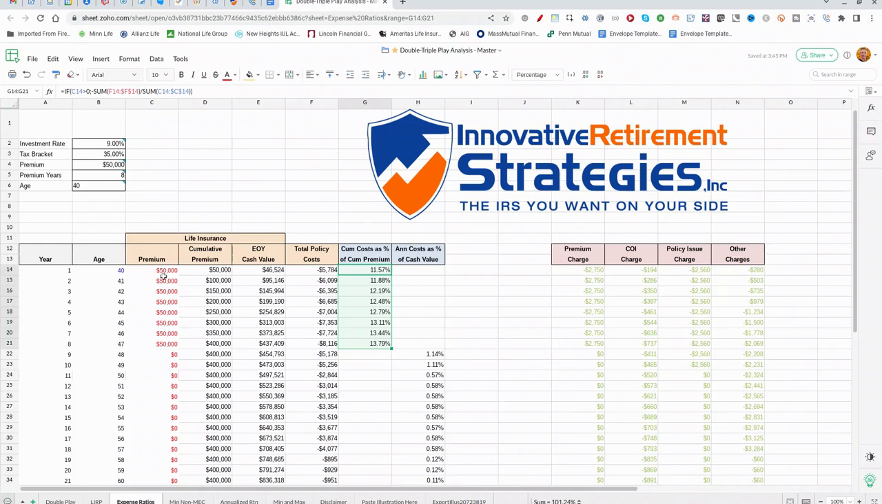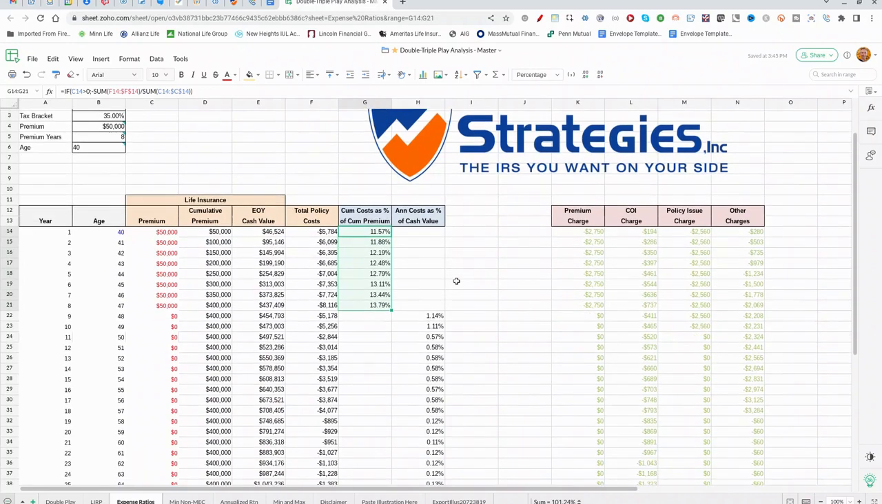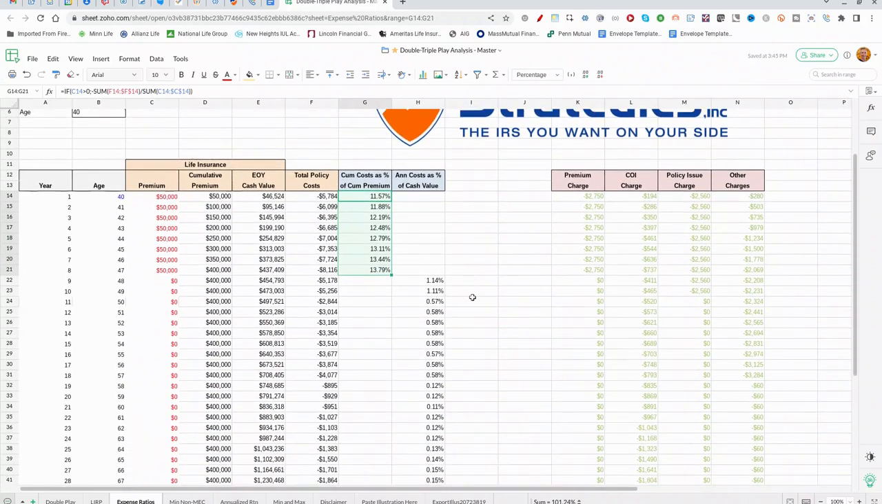But this is a 40-year-old, he's healthy, non-smoker. We can expect a little bit better than average. Now, during the years after he stops paying premium, his primary concern becomes what are the expenses as a percentage of my cash value? I mean, how are the fees going to eat up the policy?